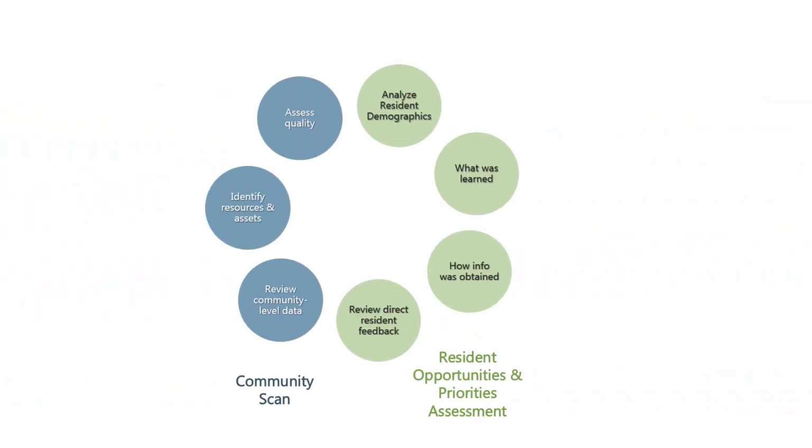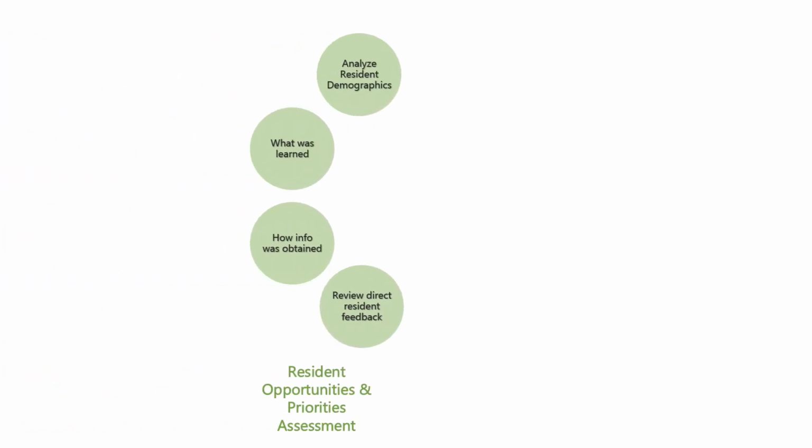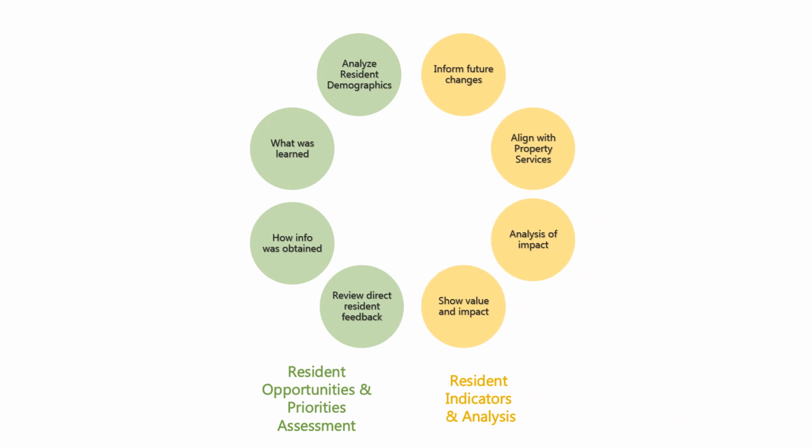For example, we've seen past applicants that have the elements of a community scan and resident opportunities and priorities assessment within one document. Another format we sometimes see is the elements of the resident opportunities and priorities assessment and the resident indicators and analysis report in the same resource.